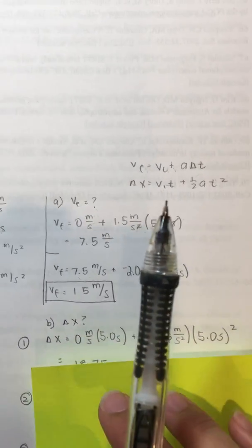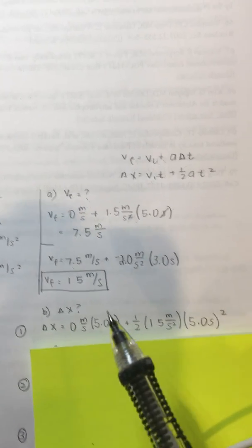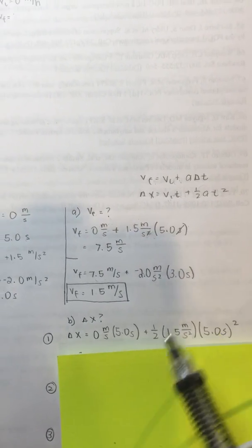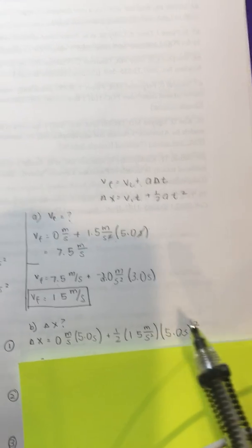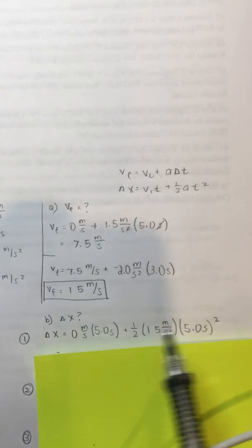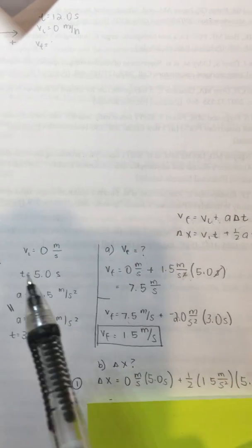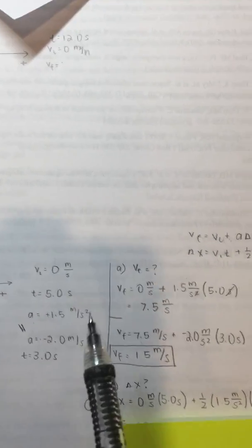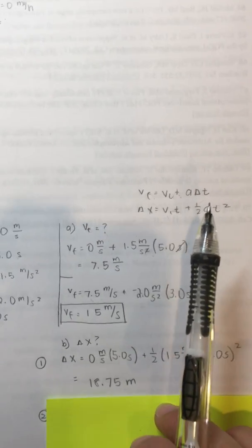So for the displacement, we use this formula, which is 0 meters per second times 5 seconds plus 1/2 times 1.5 meters per second squared times 5 seconds squared. Now this is talking about the beginning, because how far the car has gone includes the time when it was accelerating, when the acceleration was positive. So for this part, we get 18.75 meters.